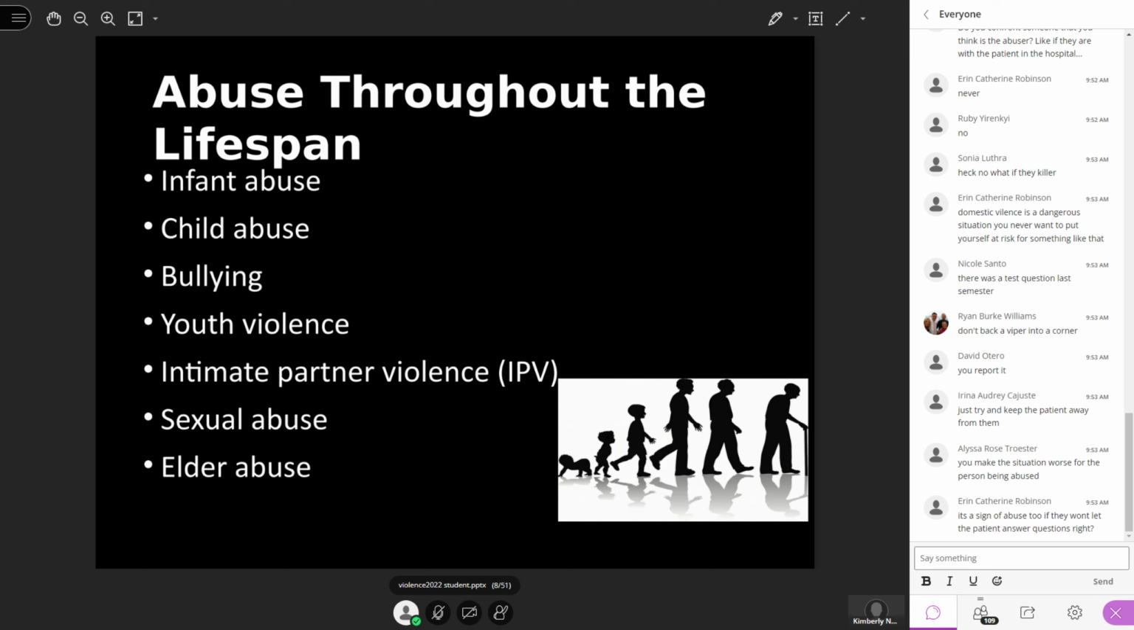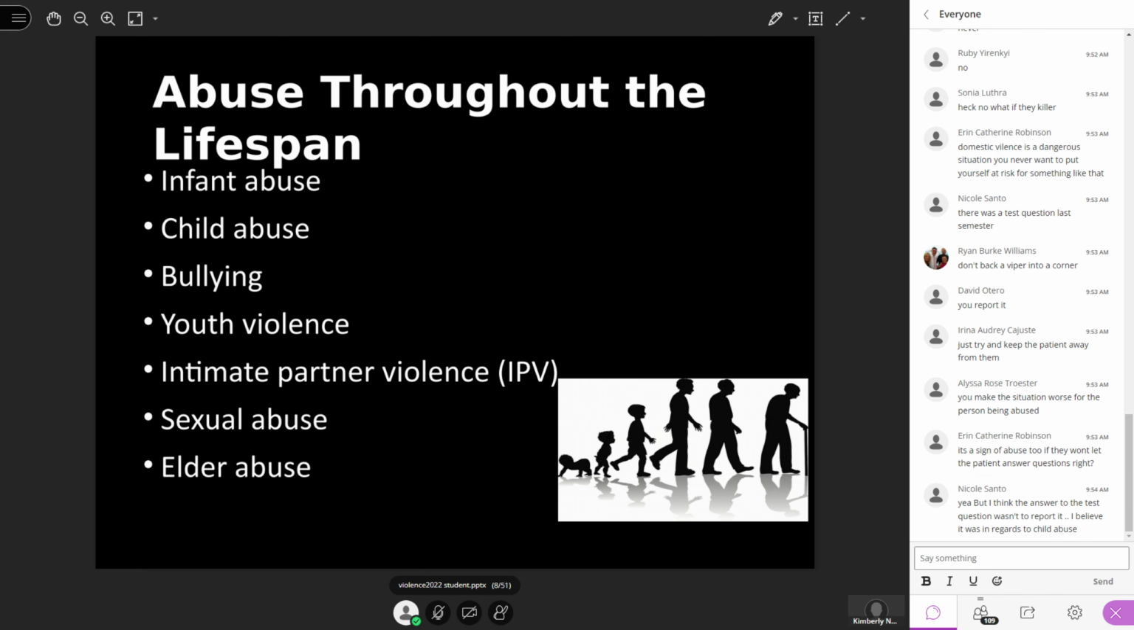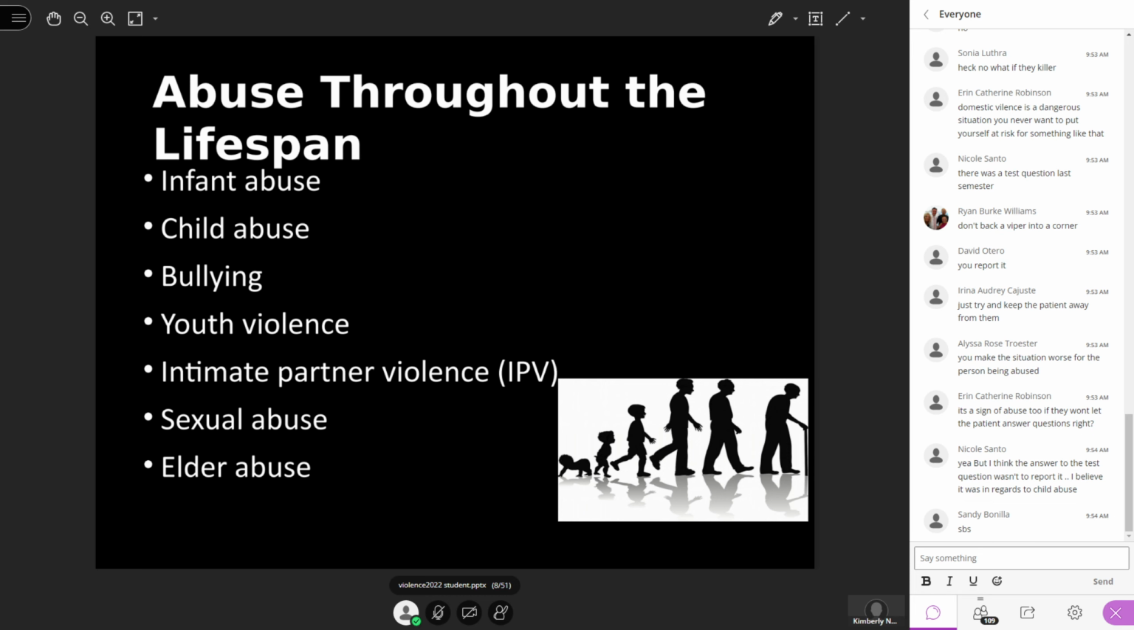Okay. So abuse can happen throughout the lifespan. It's important to be able to identify signs in each person as they grow up. So when you think about infant abuse, what kinds of things might you see that would cause you to suspect that an infant is being abused?